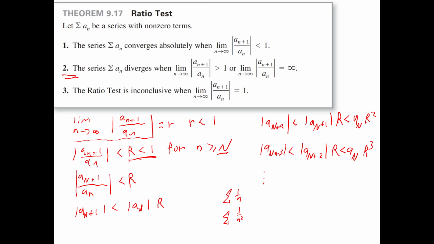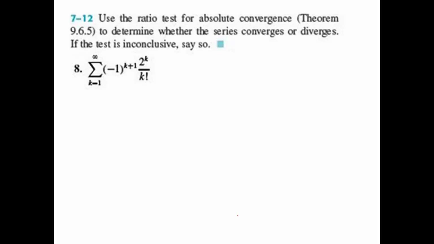So let's practice the test now. Okay. Use the ratio test for absolute convergence to determine whether the series converges or diverges. If the test is inconclusive, say so. So again, we have both positive and negative terms. So we're supposed to look at the limit as n goes off to infinity of the absolute value of a sub k plus 1 divided by a sub k.